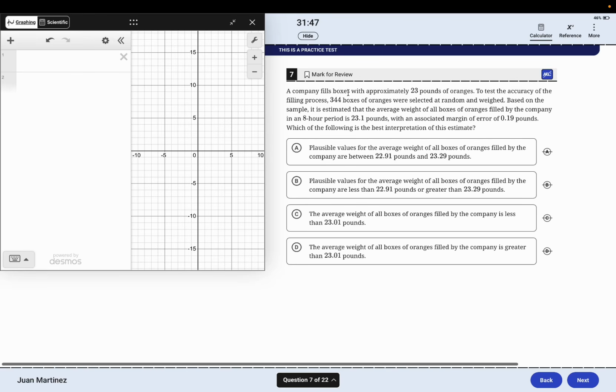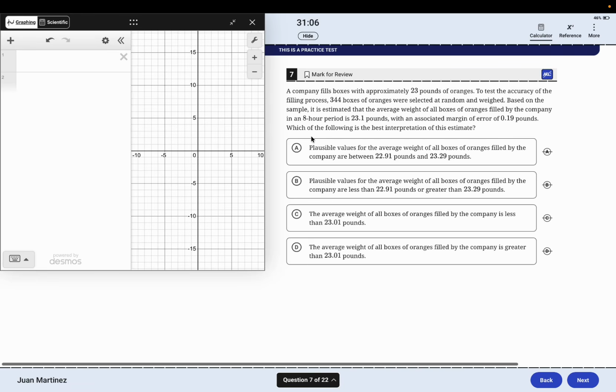So a company fills boxes with approximately 23 pounds of oranges to test the accuracy of the filling process. 344 boxes of oranges were selected at random and weighed. Based on this sample, it is estimated that the average weight of all boxes of oranges filled by the company in an 8-hour period is 23.1 pounds with an associated margin of error of 0.19 pounds. Which of the following is the best interpretation of this estimate? So this is a margin of error question, and a margin of error question is extremely easy. Margin of error is exactly what it sounds like. It's the error that is associated with that average.